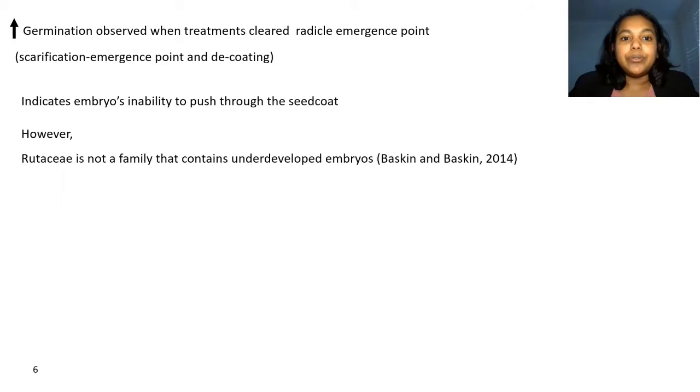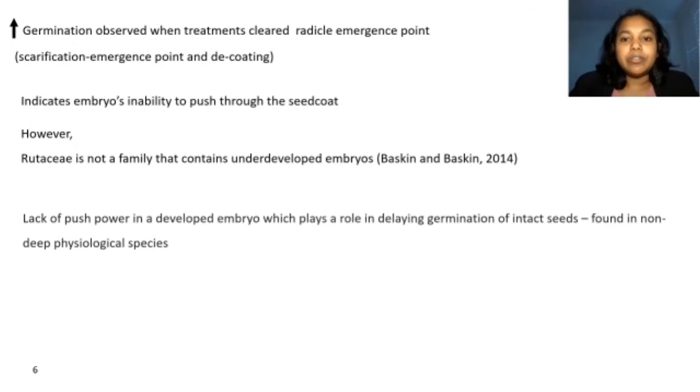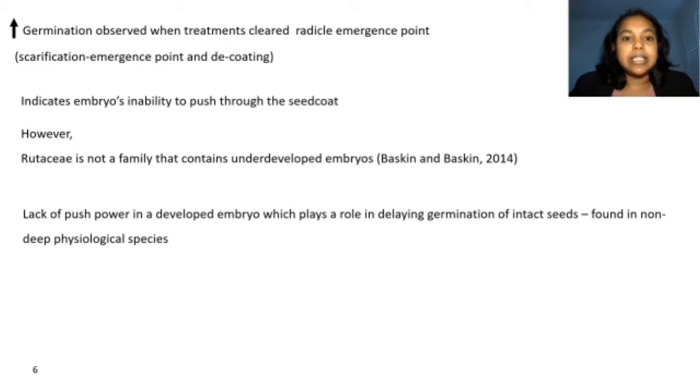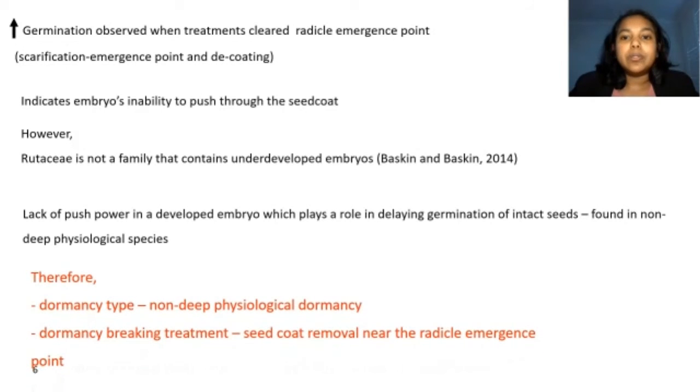However, Rutaceae species are known to have developed embryos, and embryo to seed length ratios also confirm the presence of developed embryos. Inability of developed embryos to push through the seed coat is found in seeds with non-deep physiological dormancy. Therefore, we confirm the presence of non-deep physiological dormancy in genus Acronychia using our results, and scarification near the radicle emergence point as an effective technique for breaking dormancy.